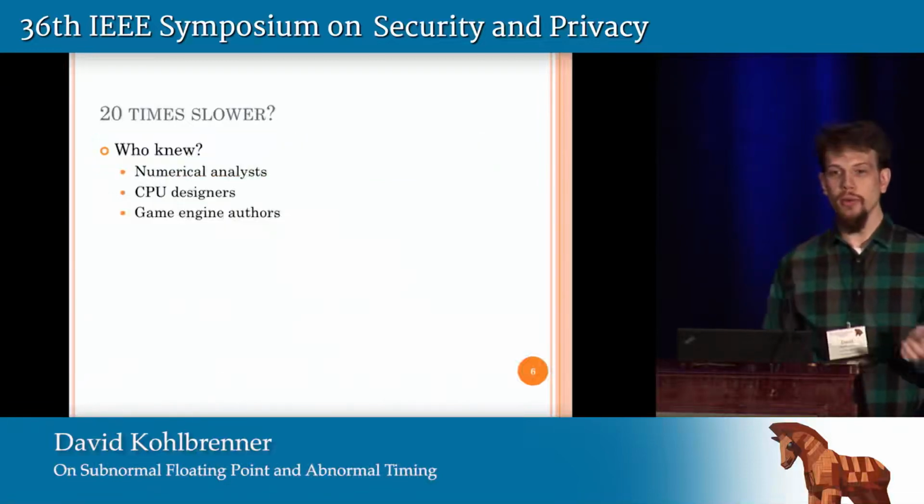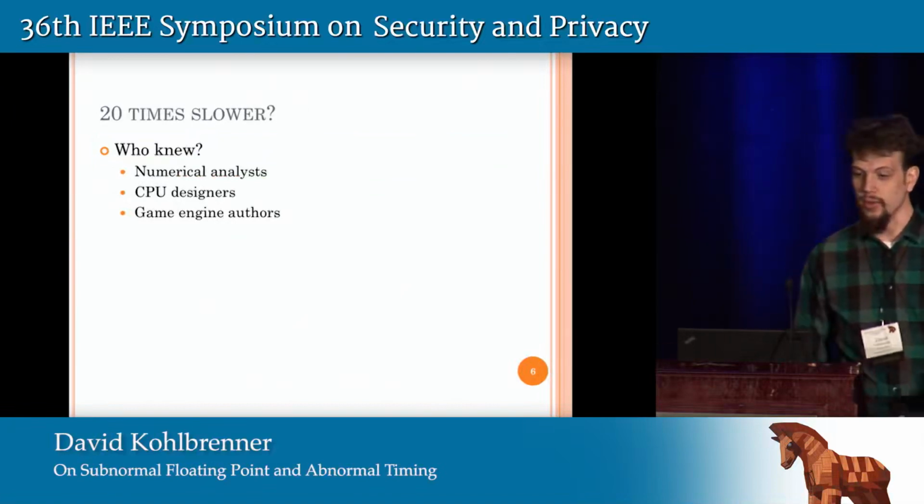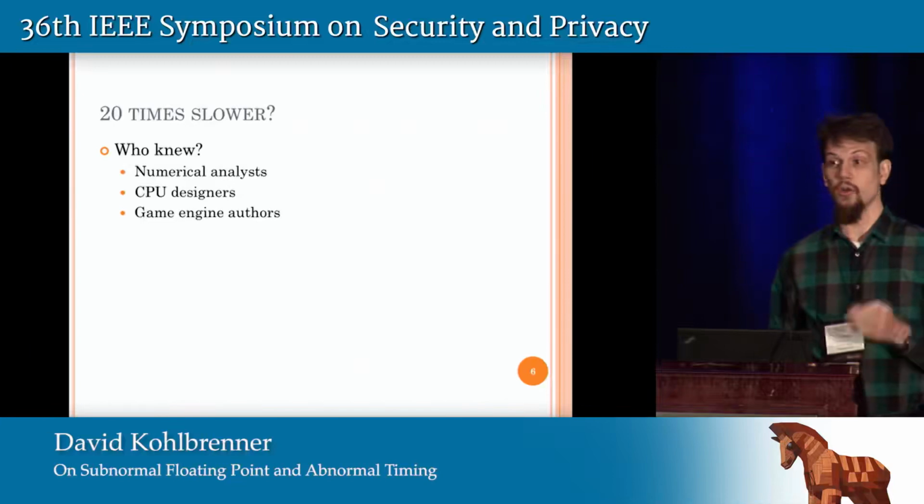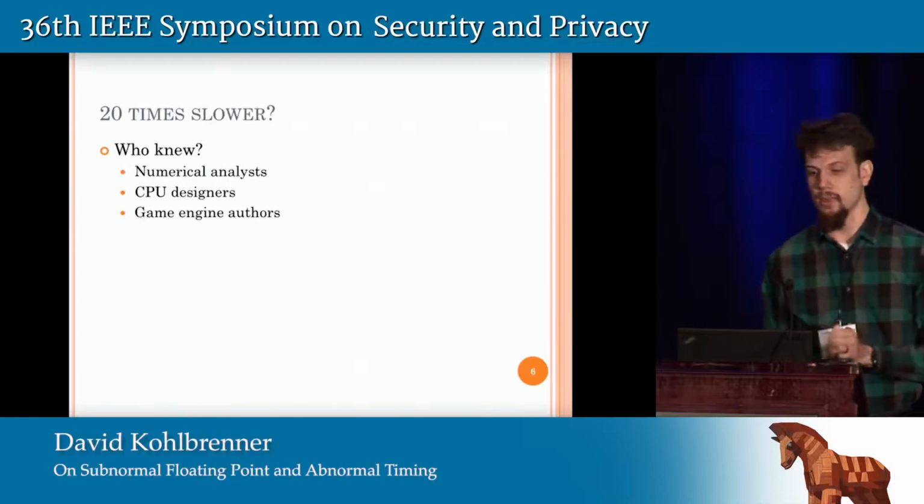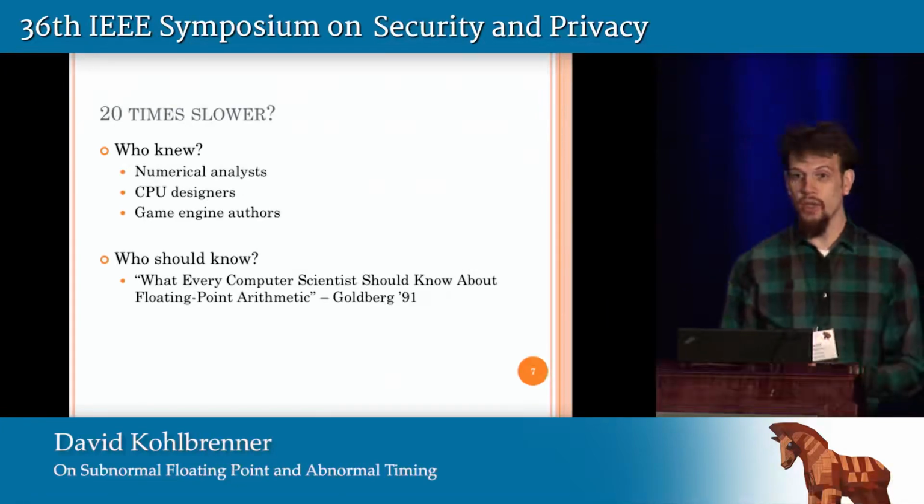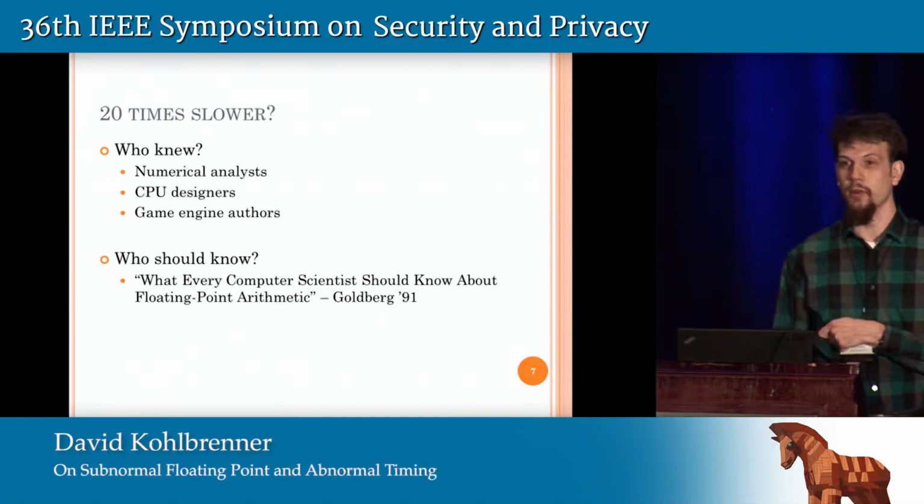Who knew that if I wrote these two programs, they would run 20 times slower? Well, numerical analysts knew this, and CPU designers obviously had to build this. Game engine authors have great blogs detailing how to avoid this behavior. But I would argue that a lot of us didn't know it, and we probably should have, because we all read "What Every Computer Scientist Should Know About Floating-Point Arithmetic," which was written in 1991.